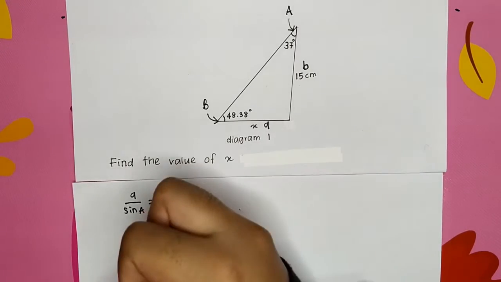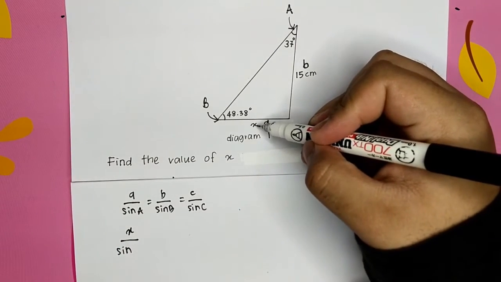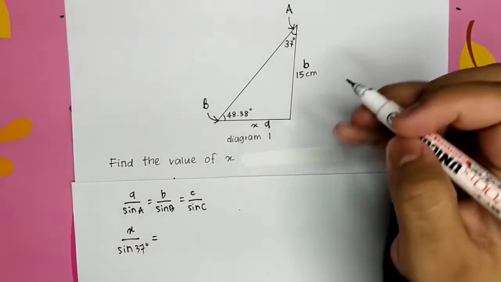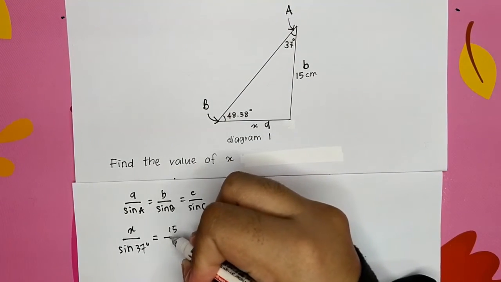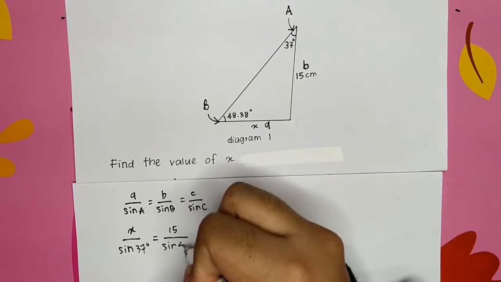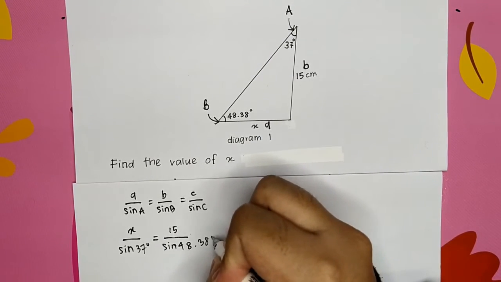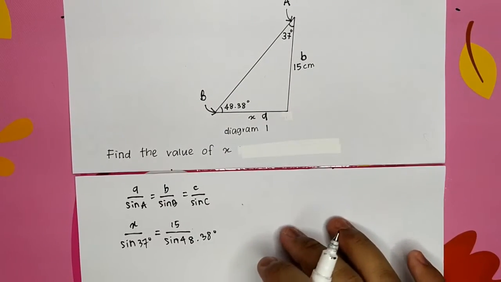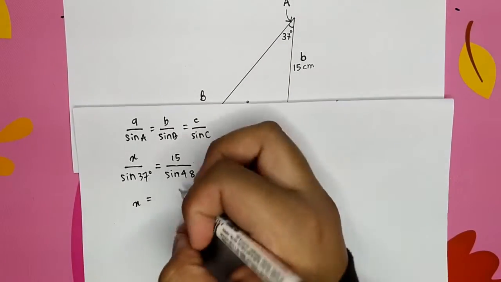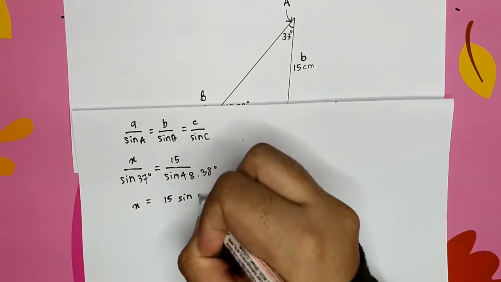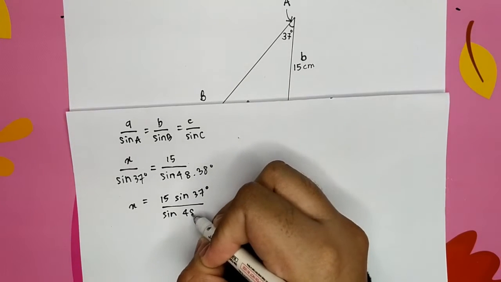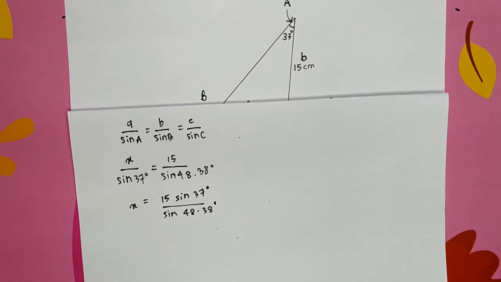So x over sine, the opposite angle of this side is 37. So 37 equal to b, which is 15, over what is the opposite angle of this side, here, sine 48.38 degrees. So what we need to do now is just to solve it. So x is equal to 15 sine 37 over sine 48.38 degrees.